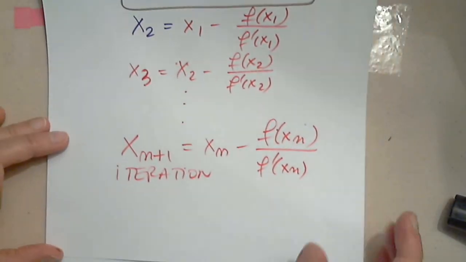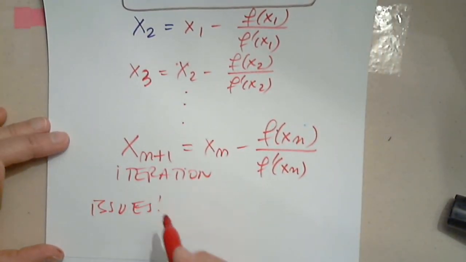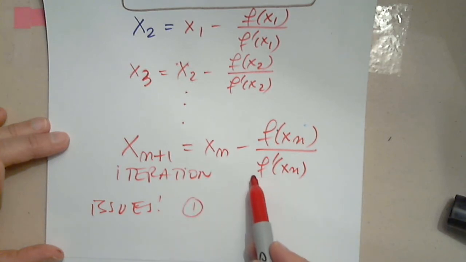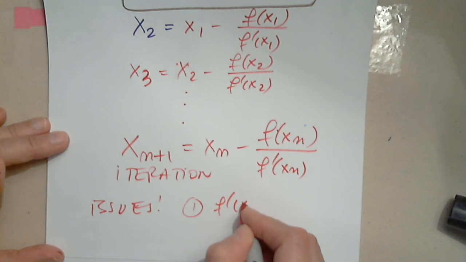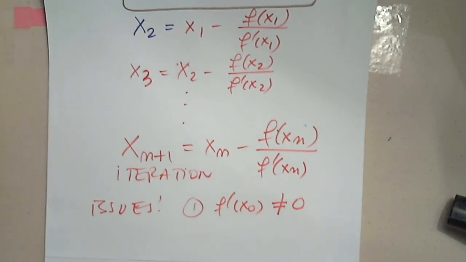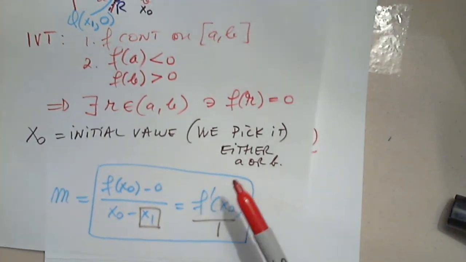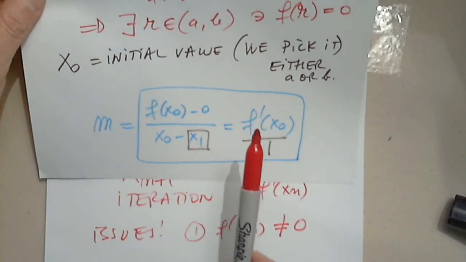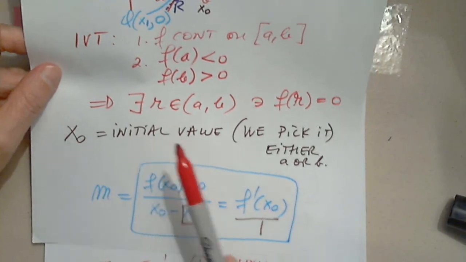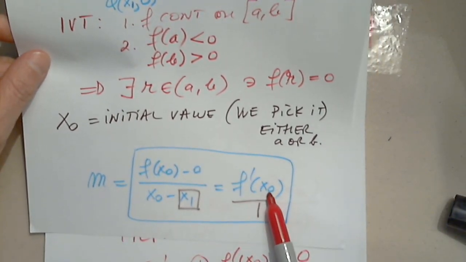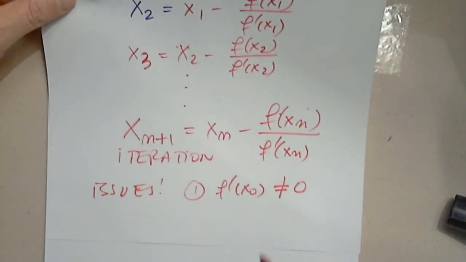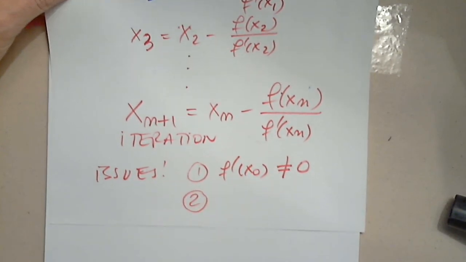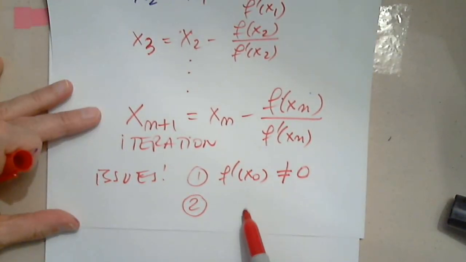Now, there are two potential issues. One is do not start with x0 that makes f prime undefined, f prime 0. So make sure f prime of x0 is not 0. Because if you pick, let's say, 5 for x0, but the derivative at 5 is 0, then the method will not give us anything. That is not applicable.